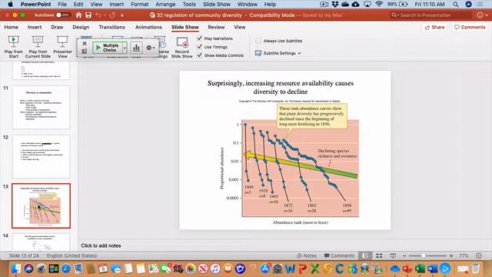Higher availability of resources simply allows the R-selected weeds to drive everybody else extinct. And we've seen this experimentally over and over and over again. This is perhaps the most impressive demonstration of this.